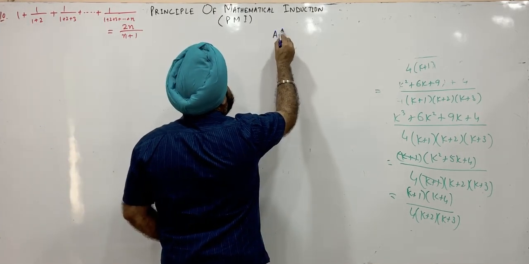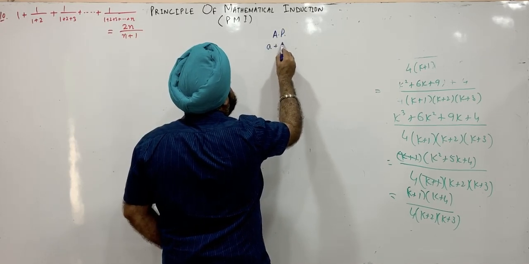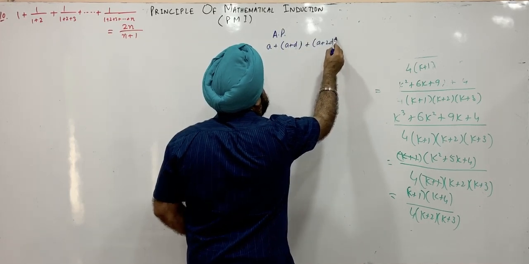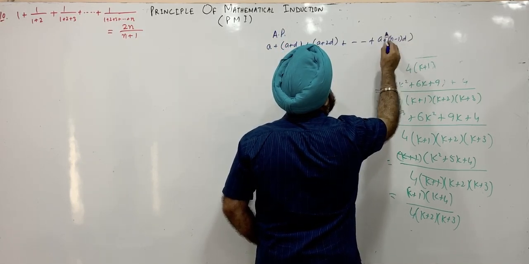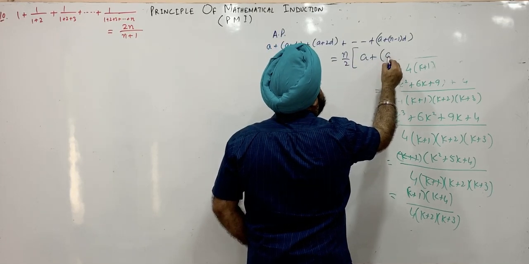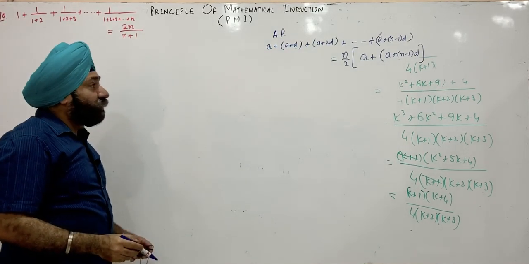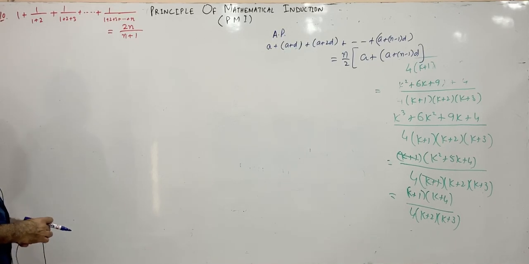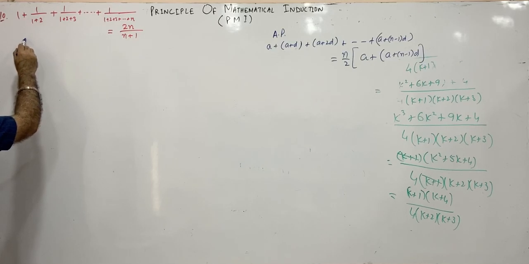So in AP, if we have a, second term a plus d, third term a plus 2d, and so on, last term a plus n minus 1 into d, this sum is n by 2 into first term plus last term. This is the result you know from AP, n by 2 into first term plus last term. So we will be using this result here. So let me solve it completely.